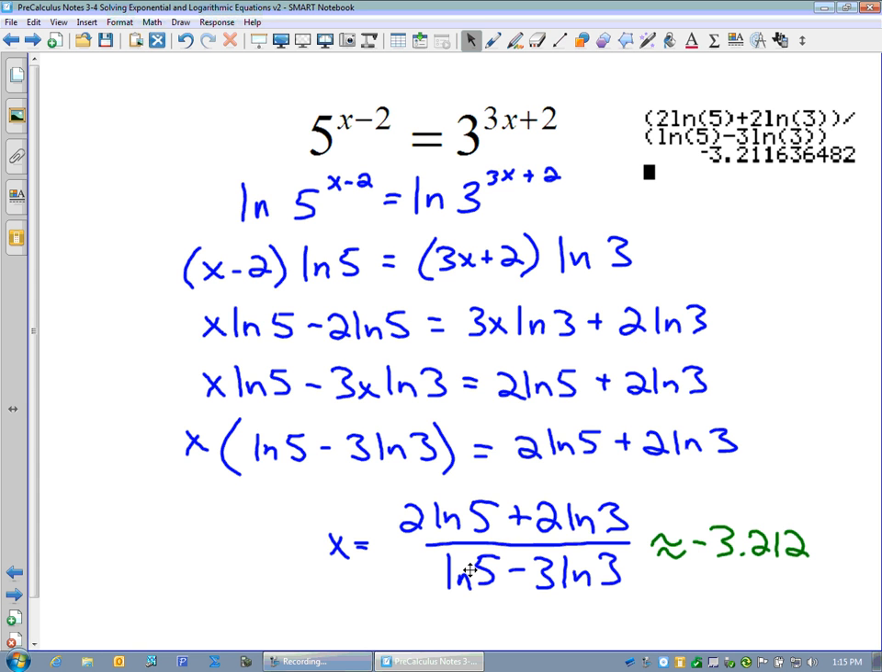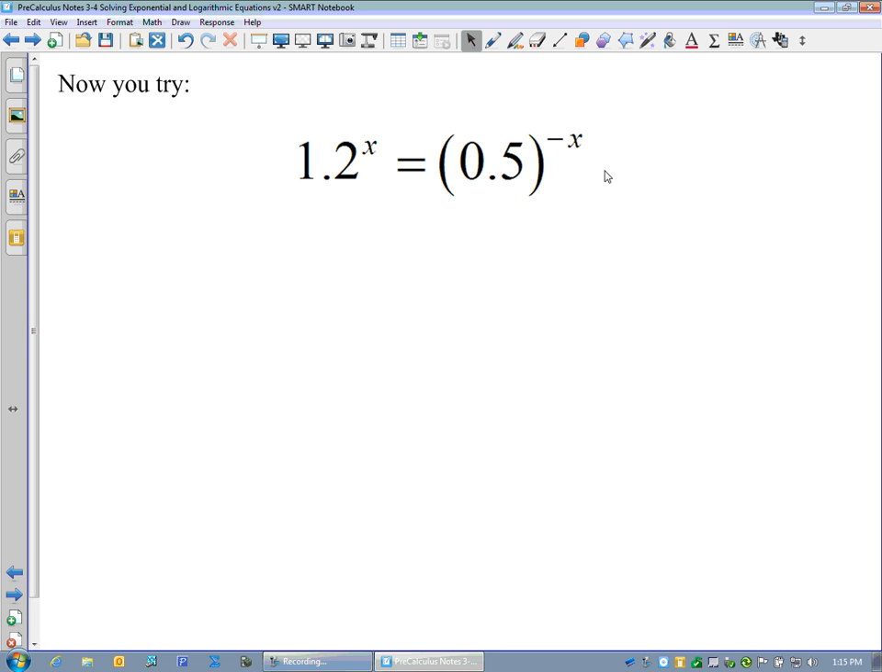All right, let's let you try one last problem, and it'll be similar to this style. And here's your intimidating looking problem. It's 1.2 to the x equals 0.5 to the negative x. And let's go ahead and let you do this and round it to 3 decimal places. Go ahead and pause now and work the problem. Okay, hopefully you have an answer by now.